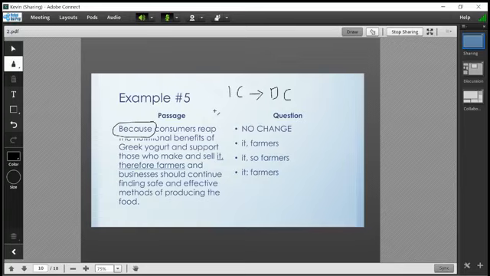So now again, let's look for our nouns, pronouns, verbs, and again our punctuation. So we have consumers reap. I have a subject and verb. There's my comma. All right, so that's what I should be looking for. And then I have farmers and businesses should continue. So again, I have my subject and verb before, and I have my subject and verb after, which should be creating my independent clauses.